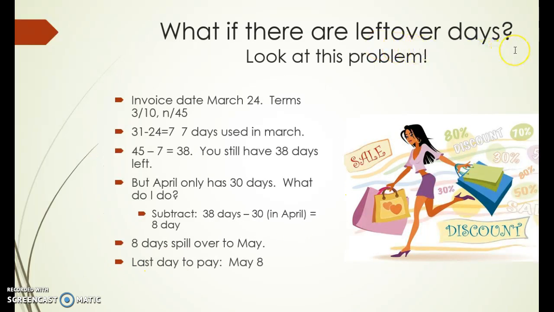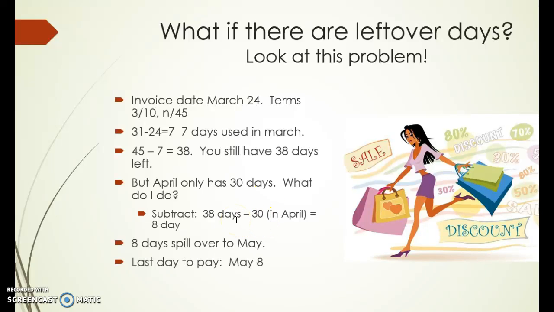Okay, so what if there's leftover days? Of course, textbooks always give you the easy problems, and then they hit you with the ones that take care of all the exceptions. Let's say we move the invoice date to March 24th, same terms. Okay, 31 minus 24, we have 7 days left in March. Okay, next step, 45 days. We've used up 7, so we still have 38 left. Okay, but there is no April 38. April only has 30 days. So what do we do?